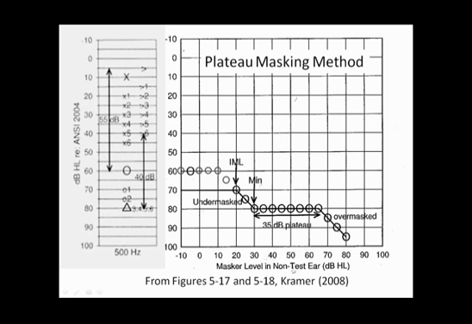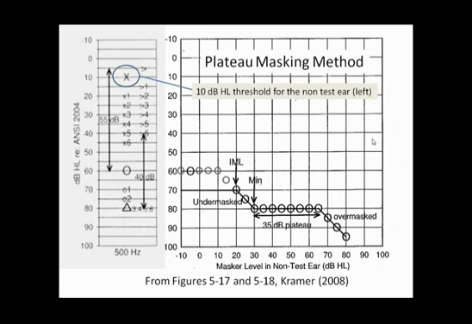The x-axis is masking level presented to the non-test ear in dB HL. This is the level of the tone, the test tone. Sorry, this should be labeled: the level of the test tone presented in dB HL to the test ear. So this is the initial masking level, or the IML. Okay? And that's the start of our protocol.